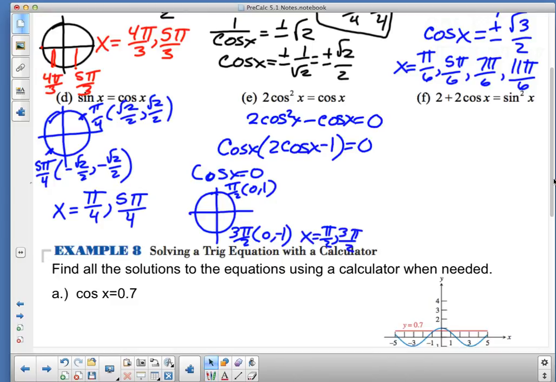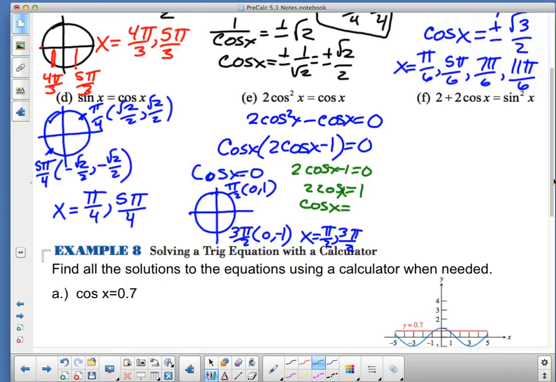Now, the other thing where it's going to be 0, if I've got 2 cosine x minus 1 equals 0, and 2 cosine x is equal to 1. And so cosine x, after I divide by 2, is 1/2. Well, where's cosine x 1/2? It's right there and right there. So I'm at pi over 3, and that's right there. And I also got 5 pi over 3. That's right there. So I'm at pi over 3 and 5 pi over 3 for my solutions as well.